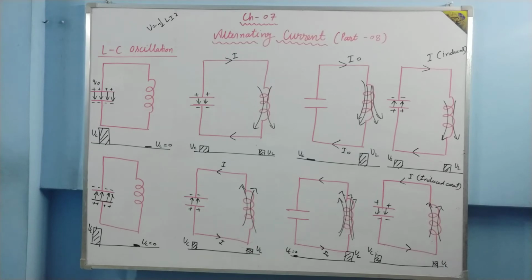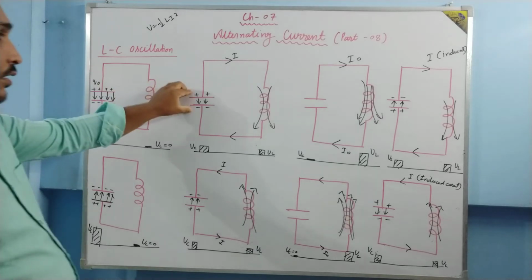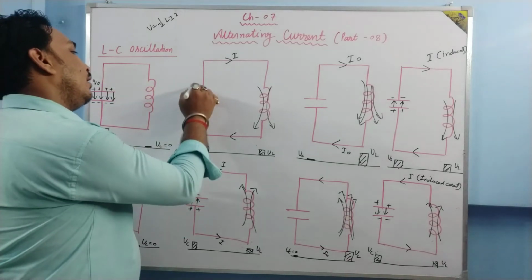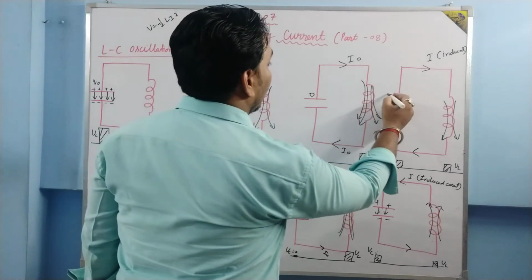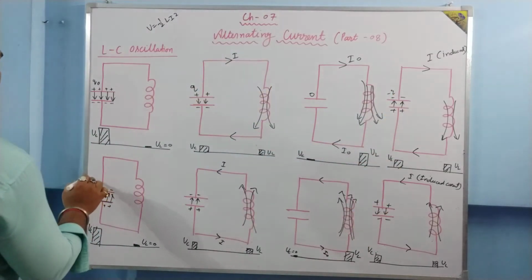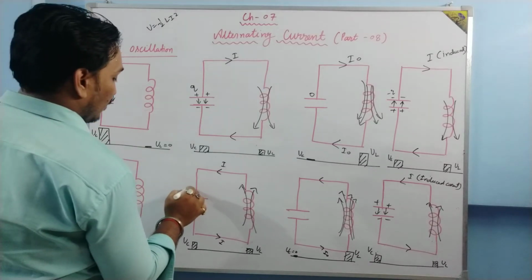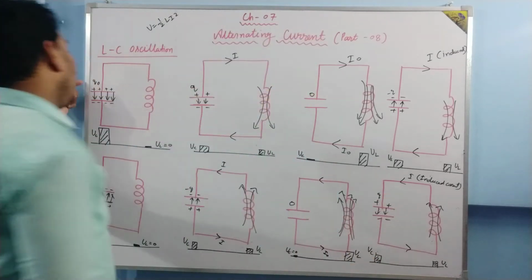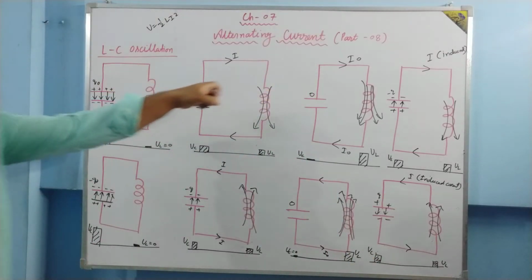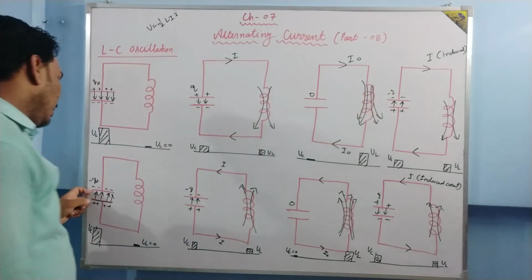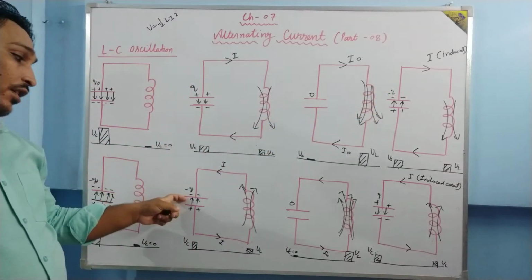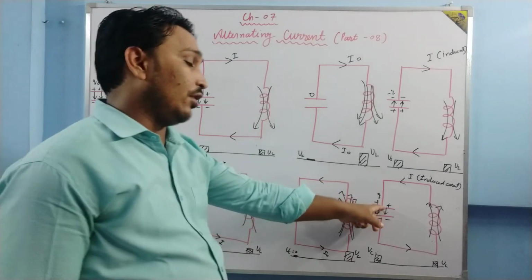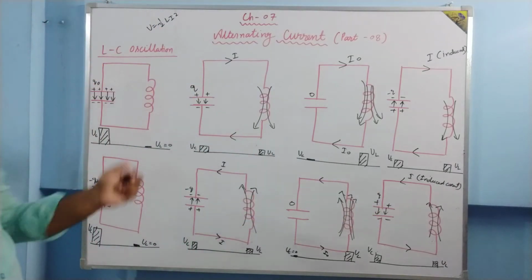Why do we say it is an LC oscillation? Look at the charge on the capacitor: here the charge is Q naught, then it is less than Q naught, say Q, then it becomes 0, then minus Q, then minus Q naught, then again minus Q, then 0, then Q, then again Q naught. So the charge decreases from the maximum to 0, then negative, reaches the maximum negative, then intermediate negative, then 0, then intermediate positive, then positive again. So the charge is oscillating.